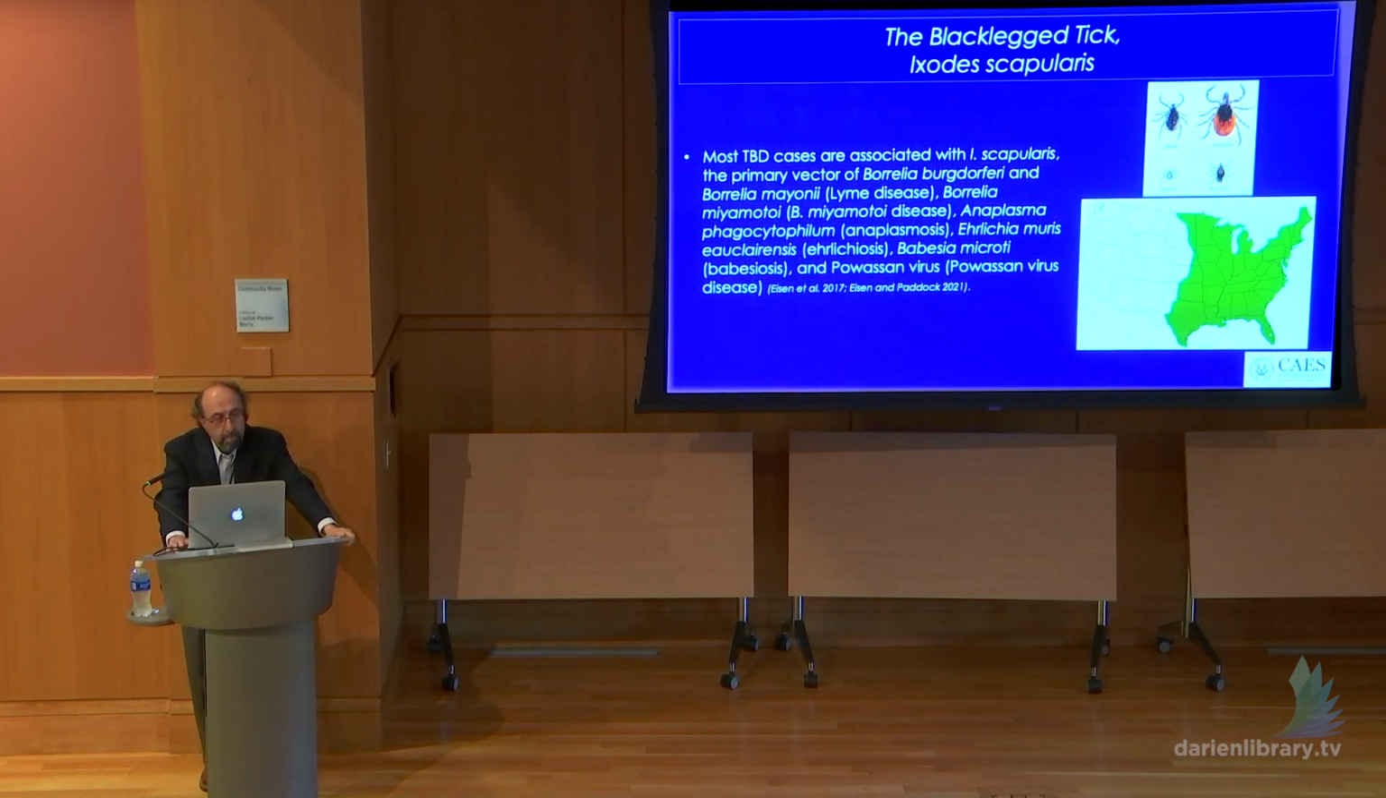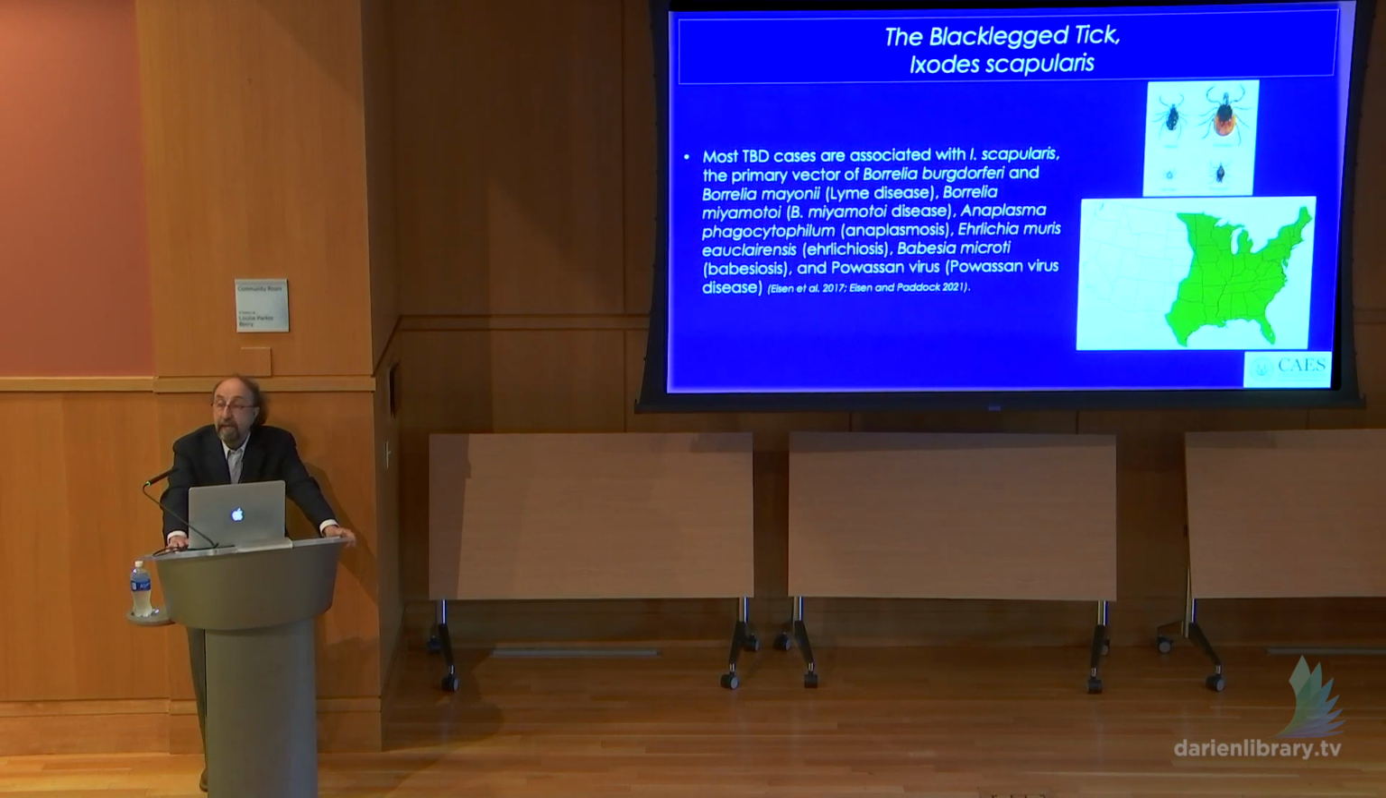So there are at least 7 disease agents that cause tick-borne diseases, and these are associated with black-legged tick. They include those agents that cause Lyme disease. We are dealing with 2 different agents. It used to be 1 disease agent. Now we have another disease agent that causes Lyme disease.